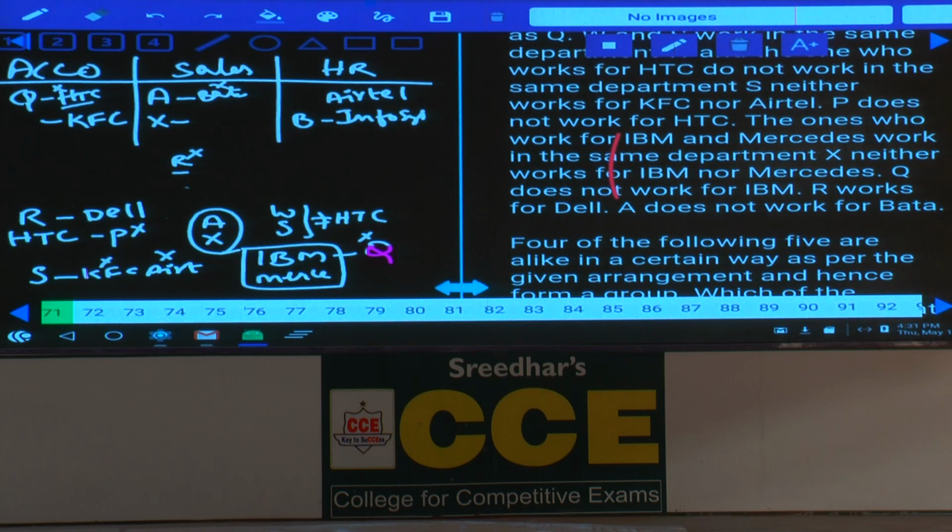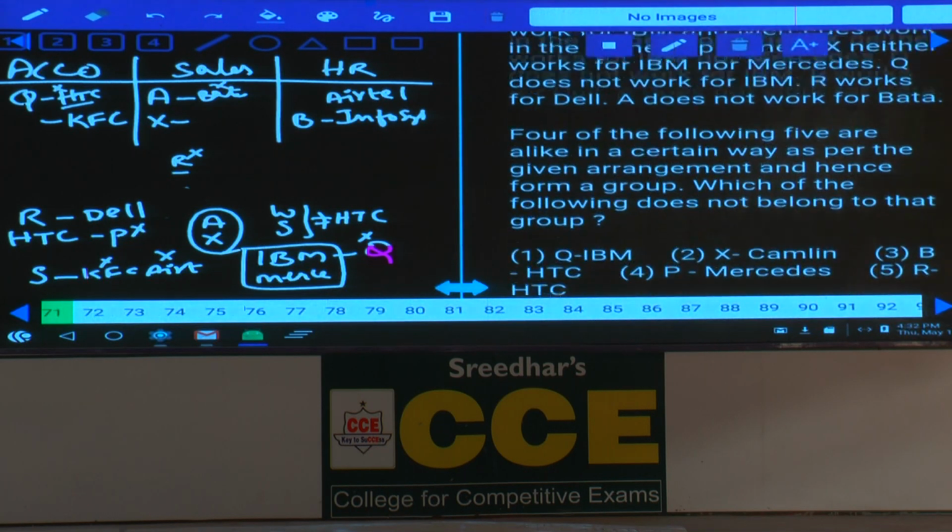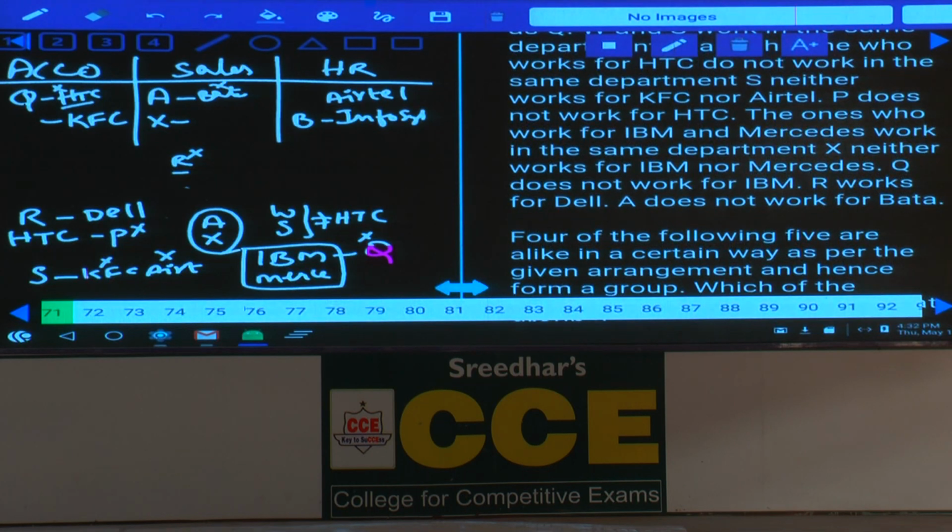Done? And this is the information we have. Then, tell me where can we fix IBM and Mercedes? Now we are taking one possibility. If IBM and Mercedes are here, with Airtel, Infosys, IBM and Mercedes in this place, then W and S must be where? W and S are not working in HDC. W is not working in HDC, S is not working in HDC, Q is also not working in HDC.